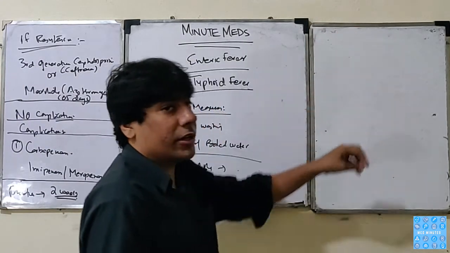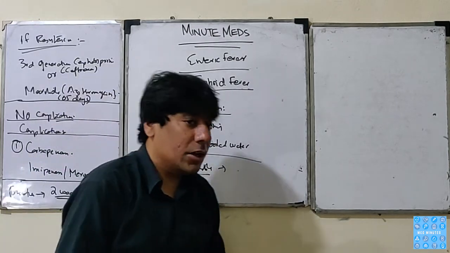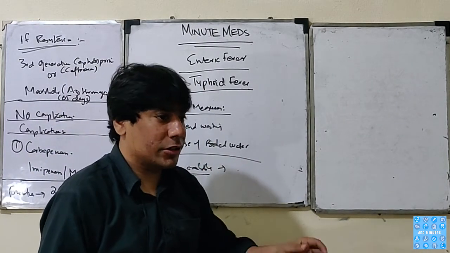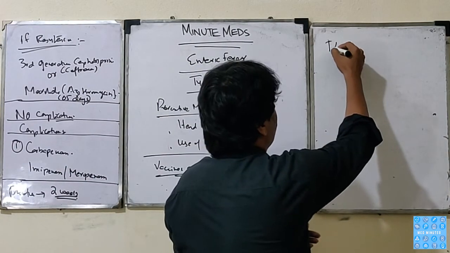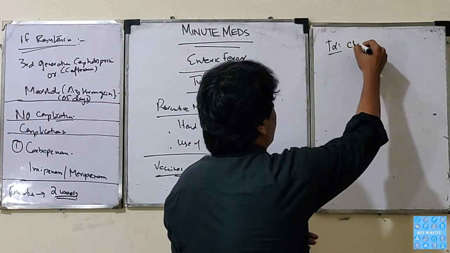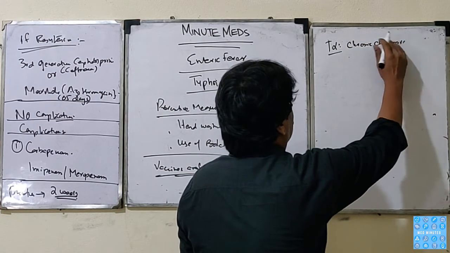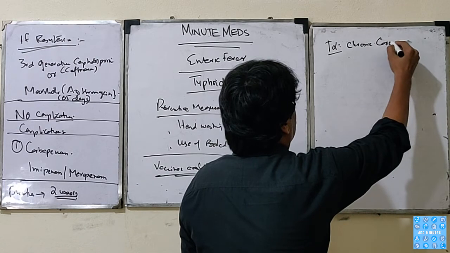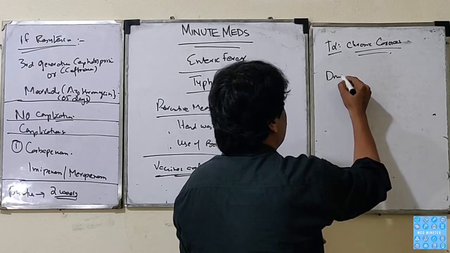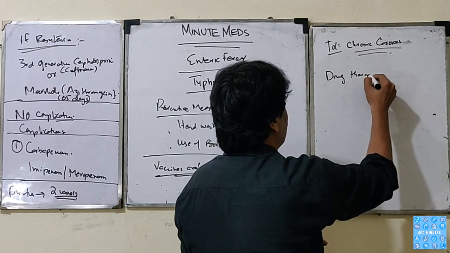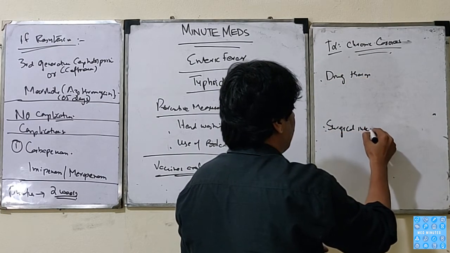One thing: in some patients, they become chronic carriers. They are not symptomatic, but they shed or pass the salmonella in their stools for years and years. So how to treat chronic carriers? There are two options: drug therapy or surgical intervention.